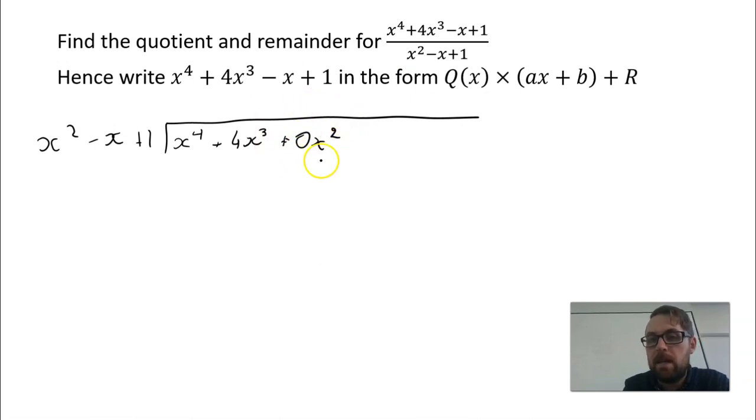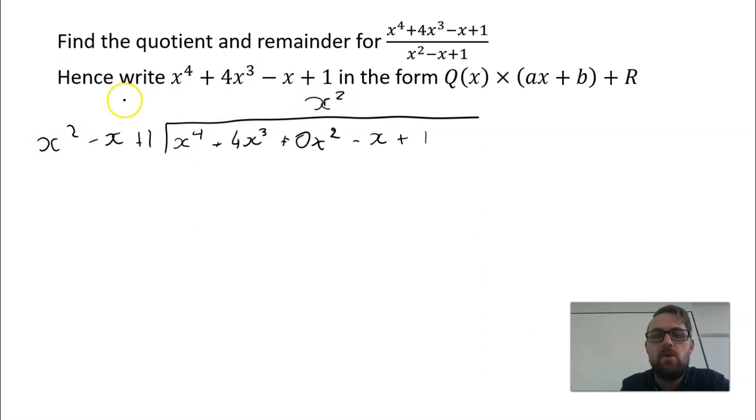And I think this is probably where the biggest amount of mistakes comes from: making sure you put in all of those terms, even if they don't turn up here, we'll put it in as a 0. Minus x plus 1. All right, so the first thing is, it's very similar to what we did before. Look at this first term, x squared, and how many times does it go into x to the power of 4? What multiplied by x squared equals x to the power of 4? And that is x to the power of 2.